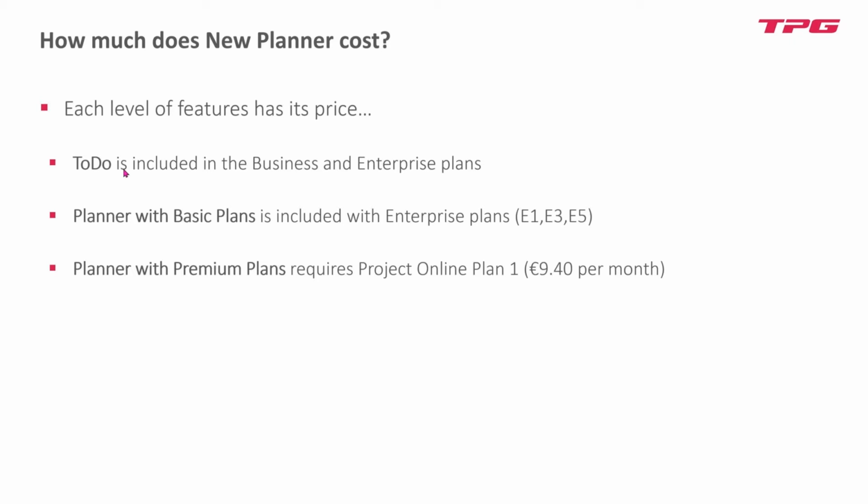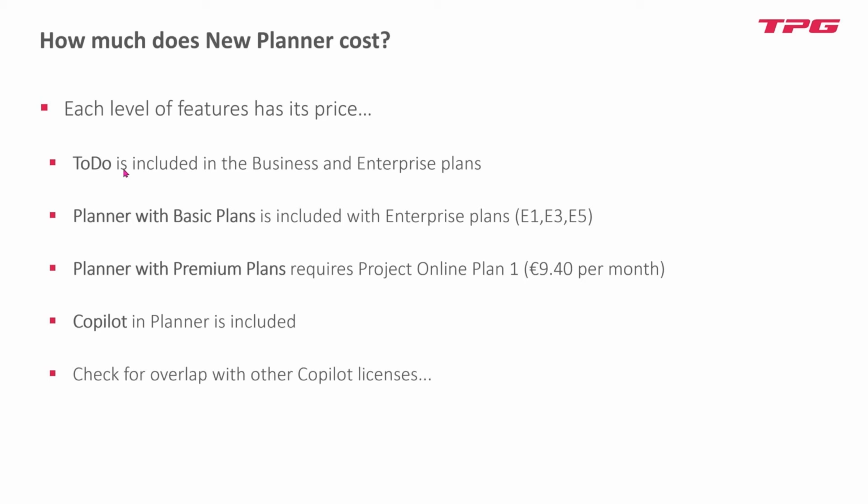Planner with premium plans, now we're getting to the point, requires Project Online Plan 1 or P1, which street price, at least in Europe, is something like €9.40 per month. It could be different in your location. And Copilot in Planner is included. So Copilot can only be used in premium plans, not in basic plans so far, but it's included in the license here, which is good.